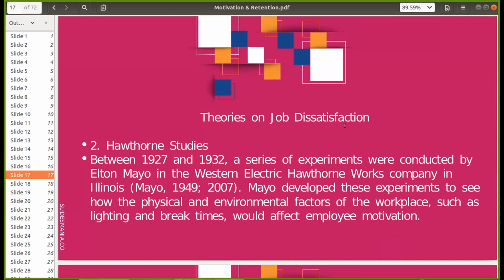Next theory is Hawthorne studies. So ito namang studies na to conducted by Elton Mayo in 1927 and 1932 in the Western Electric Hawthorne Works Company in Illinois. So ang study naman ni Elton Mayo, yung sa kanya naman is the physical and environmental factors of the workplace. Yung physical, no? Yung ambient conditions ng workplace, like yung lighting, break times, that would affect employee motivation.